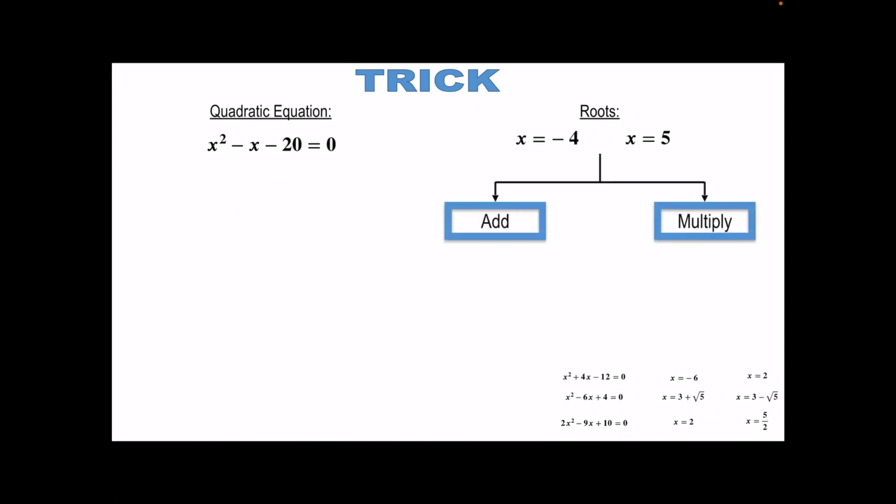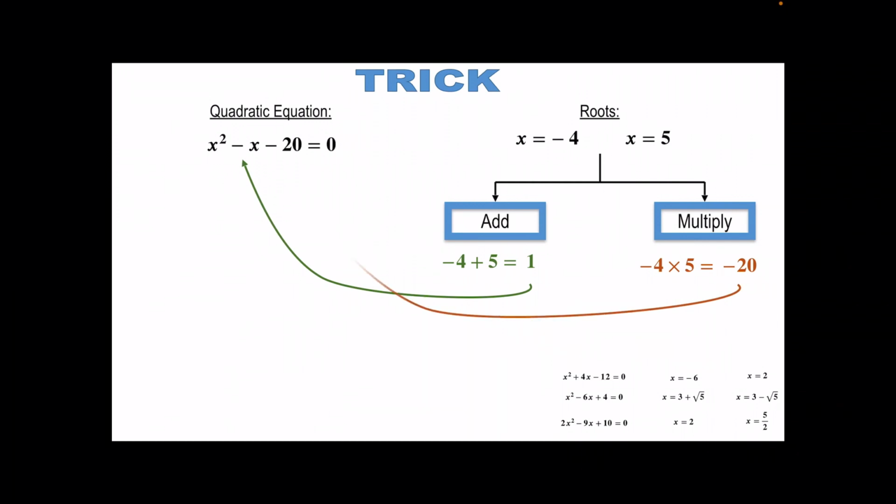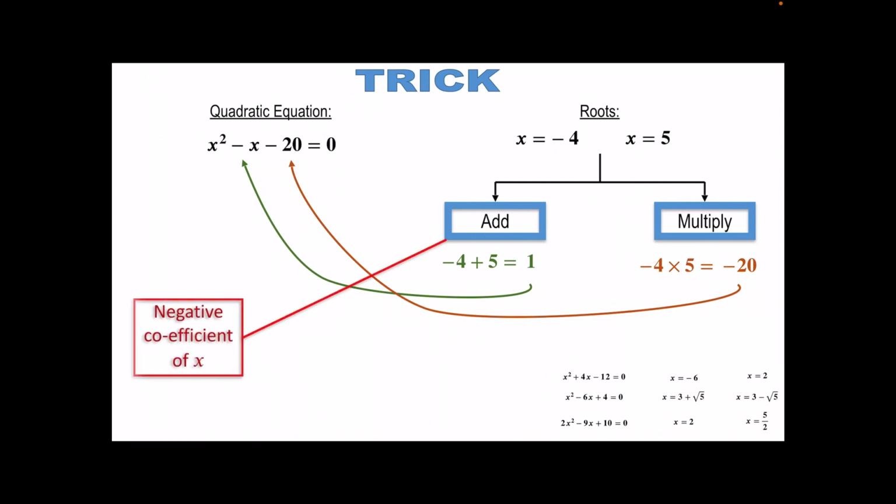So let us check the addition and multiplication of the roots. The addition is 1 and the multiplication is -20, and to your surprise, the answer of addition is equal to the negative coefficient of x, and the answer of multiplication is equal to the constant term in the quadratic equation. So this works for all the quadratic equations where you get two real roots.